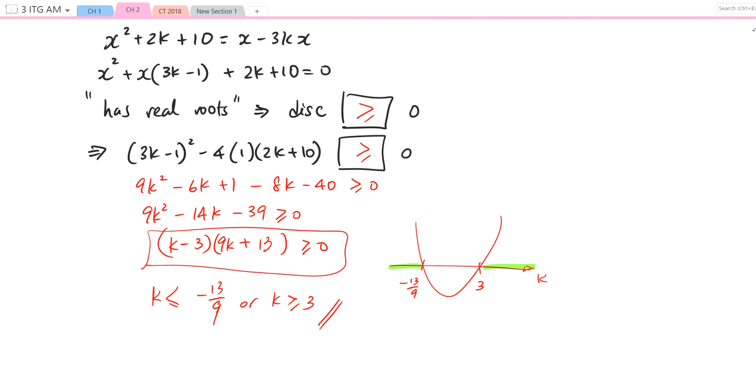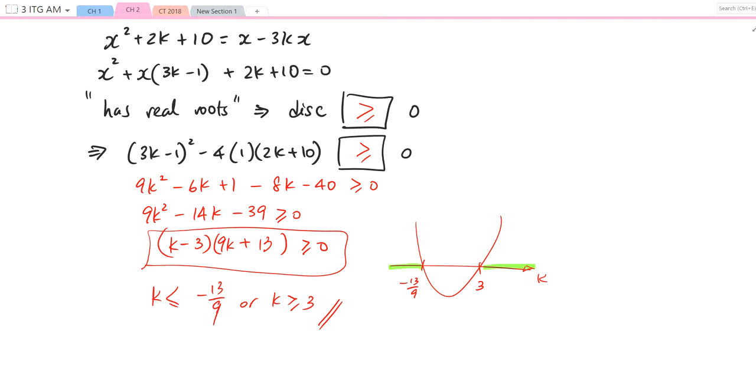This is a popular type of question that we will set for your exams and your tests, because we combine a few topics together. What does this actually mean? When you choose a value of k that is less than or equal to -13/9, or a value of k that is greater than or equal to 3, you substitute it back into the equation. You have x squared plus something plus 10 equals x minus something, right? There you have another equation. That equation has roots. It has solutions.